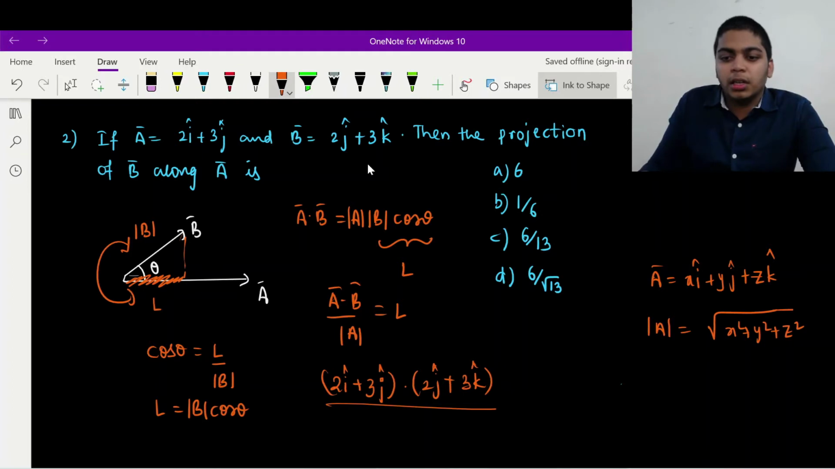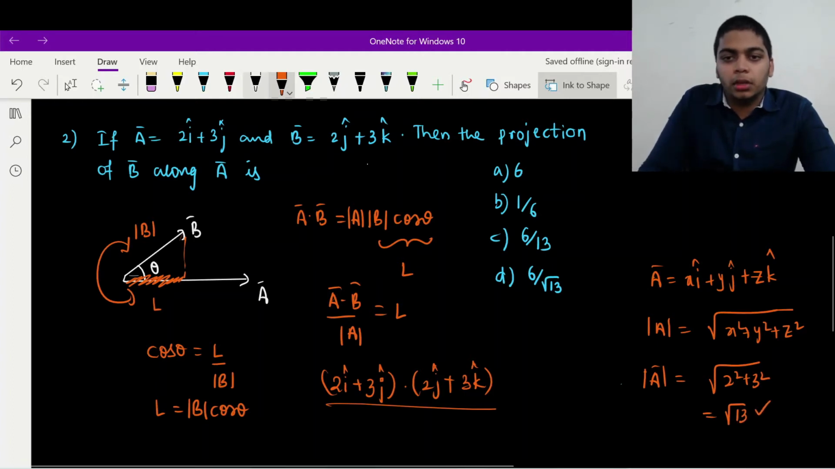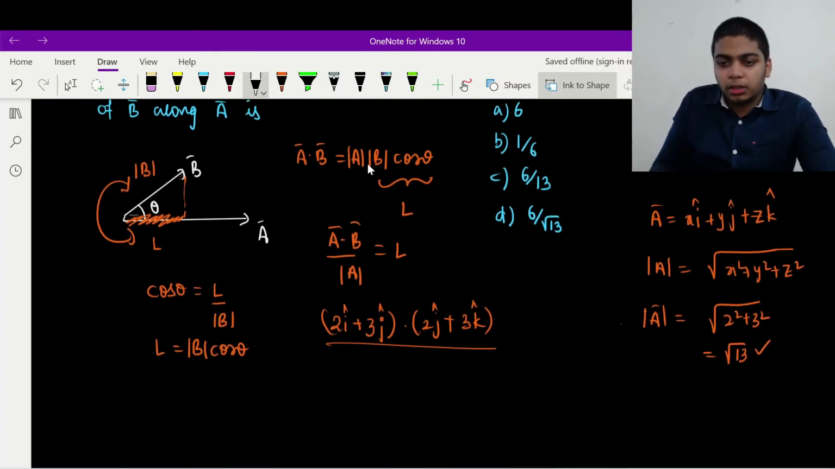So similarly, if you are trying to find the magnitude of a from that question, your mod a bar is nothing but root over 2 square plus 3 square, right? So this will turn out as root 13. Okay, so the denominator is root 13, and now we are going to do the dot product of these two vectors.